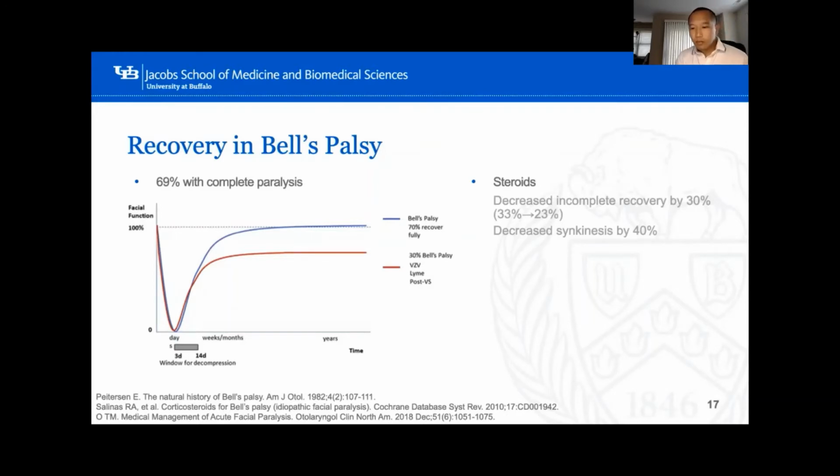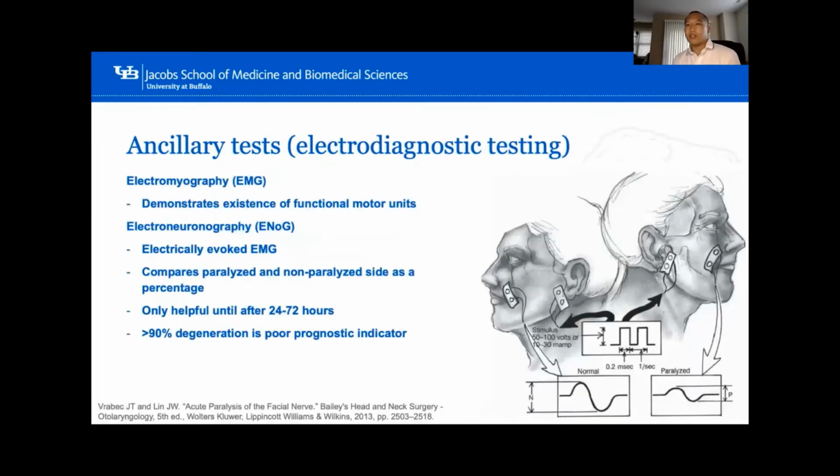So let's say you have a complete facial palsy, you've given them this steroid course, you've given them valacyclovir, they're still not recovering, and they're looking to have other treatments. Then that's when you start getting into your ancillary tests, and I'll just go over two. One is the electromyography. That's looking for if there are functional motor units still, and then the electroneuronography or ENoG, which is an electrically evoked EMG. So you're putting these little patches, this picture's from Bailey's.